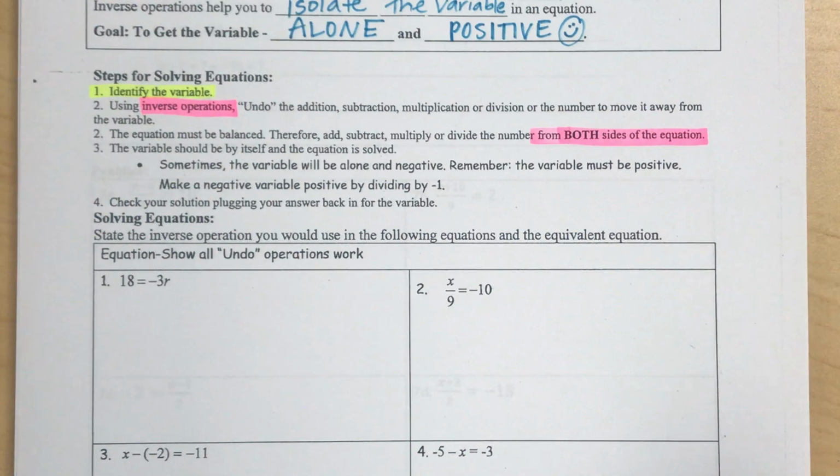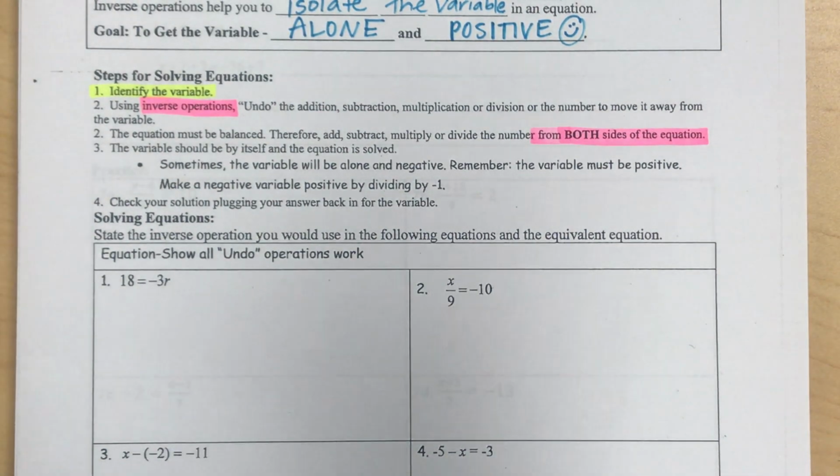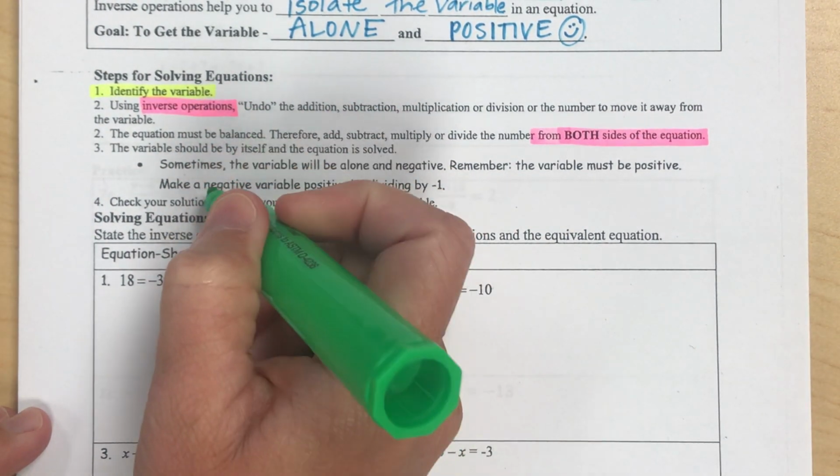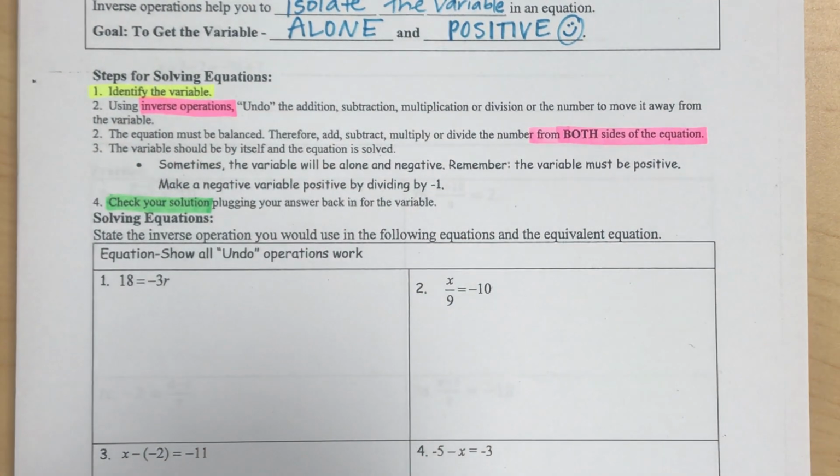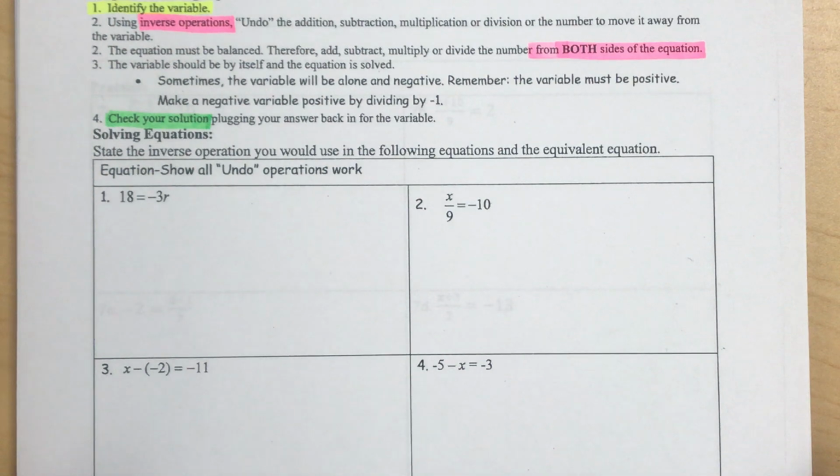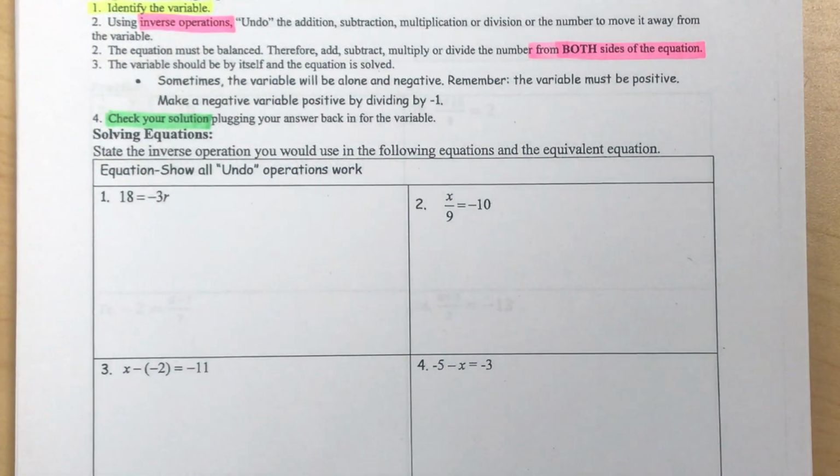Okay, step number 4. Always check your solution by plugging it back into your equation to make sure that it works. So you'll see me do this in each of my examples below. So here are 4 examples of solving equations, and most of these are just going to be one step. I think one of them involves a couple steps.